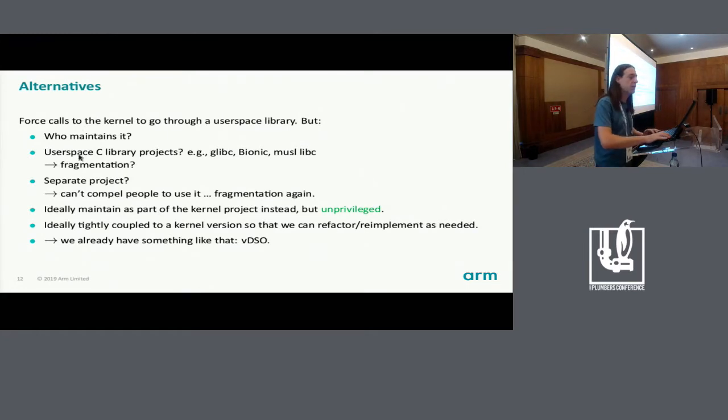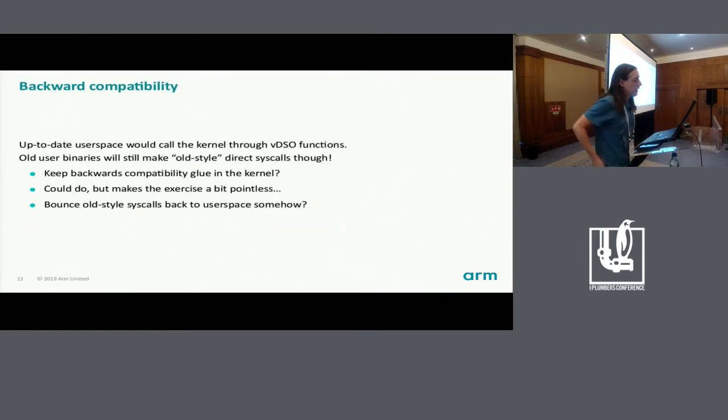Okay, so thank you for that. I will carry on. So you rightly make the point about backwards compatibility. We can update user space software to call some library, but older binaries are obviously still going to make direct syscalls, and we have to still make that work somehow. We could keep all the backwards compatibility glue in the kernel, but if part of the object of the exercise was to move that stuff out of the kernel, then it makes the exercise maybe a bit pointless. So I wondered if there was some feasible way to bounce old-style system calls back out into user space and have user space handle that somehow.